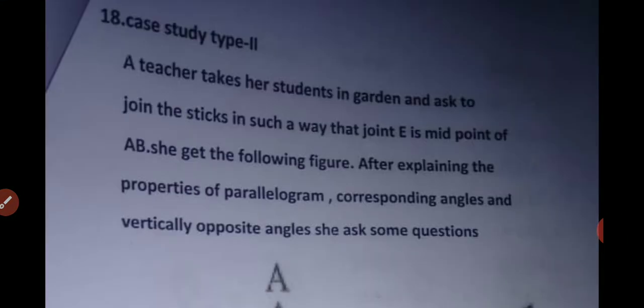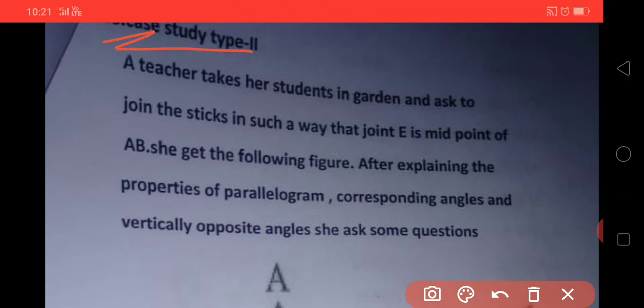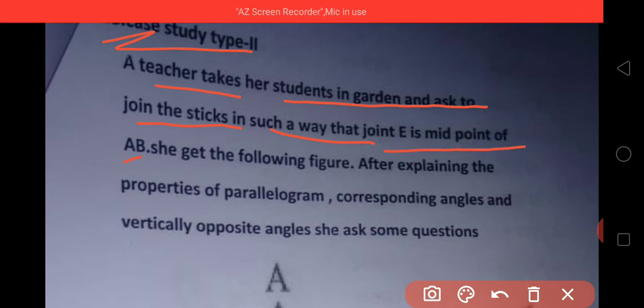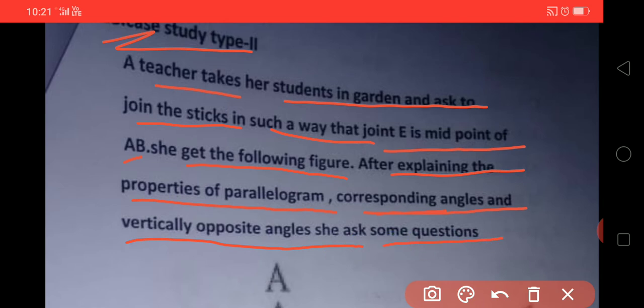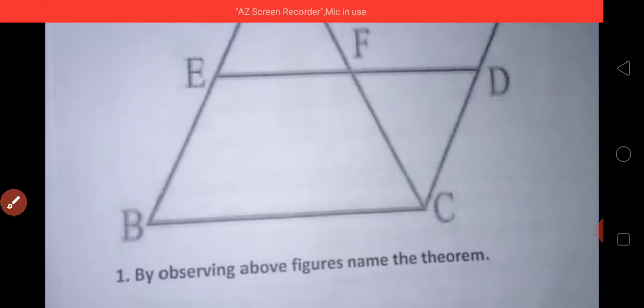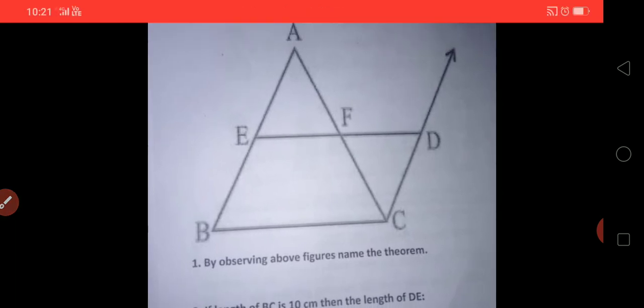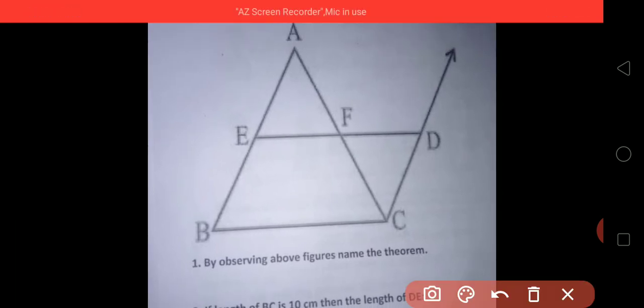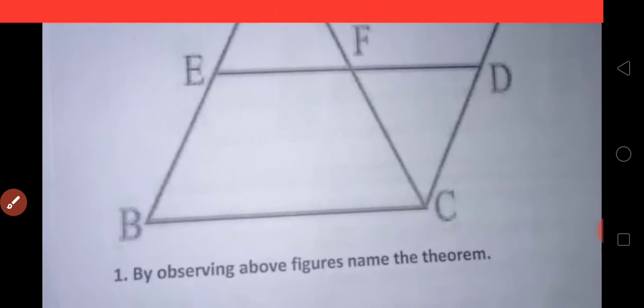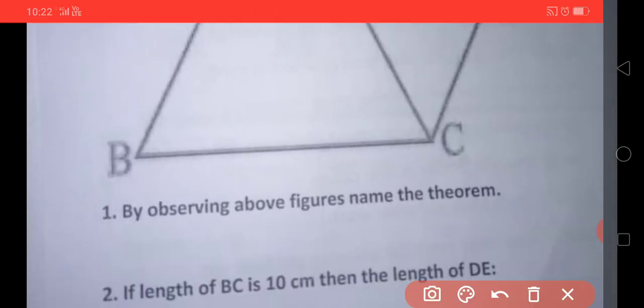Now come to question number 18. This is case study type 2. A teacher takes her students to the garden and asks them to join the sticks in such a way that E is the midpoint of AB. She gets the following figure. After explaining the properties of a parallelogram, corresponding angles and vertically opposite angles, she asked the questions, right? So this figure is made. You can tell the name of this theorem on the basis of this figure. This theorem is the midpoint theorem.